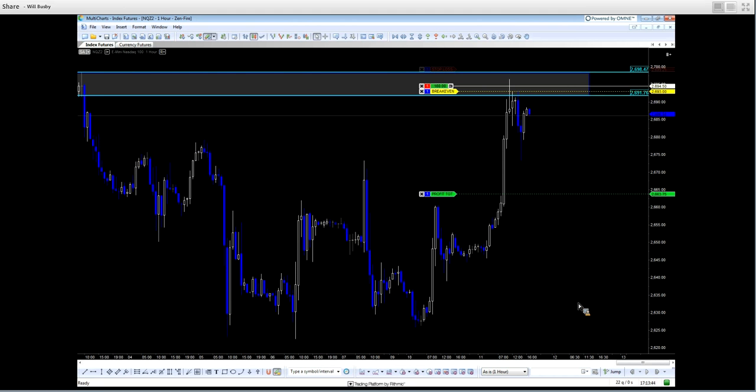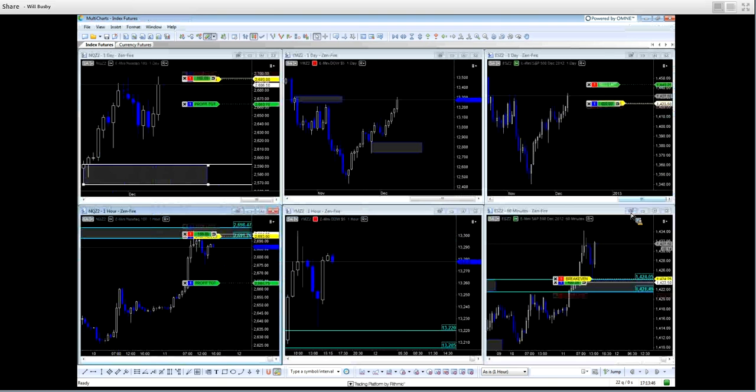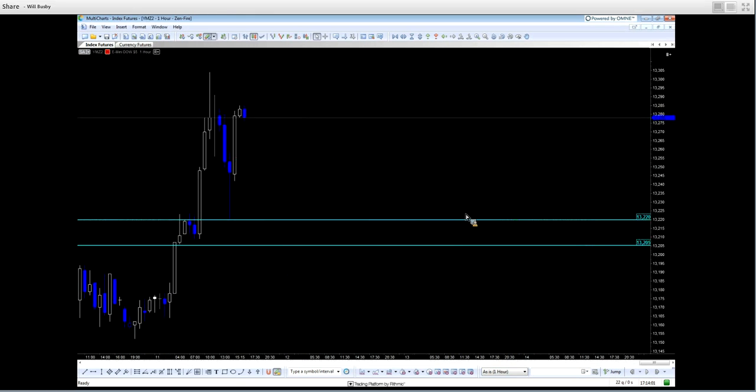So let's go look at another market. I take that back: the Nasdaq was not presented in the live room this morning. Both the S&P and the Dow were, so let's take a look at those. We actually did have an entry at 13,220 and we couldn't get a fill. We literally got hit on the tick.